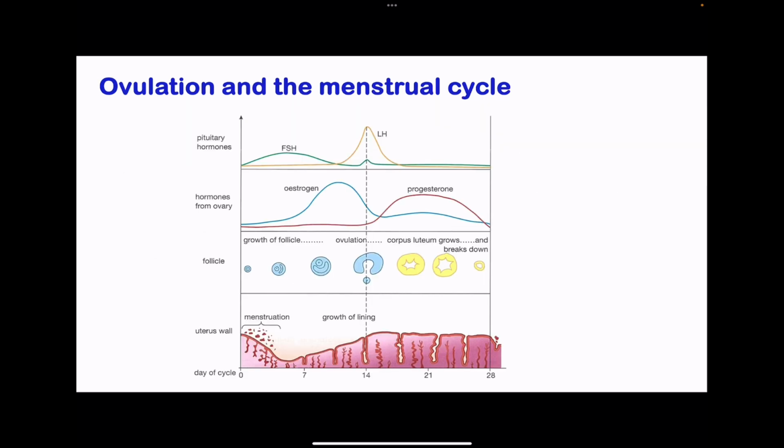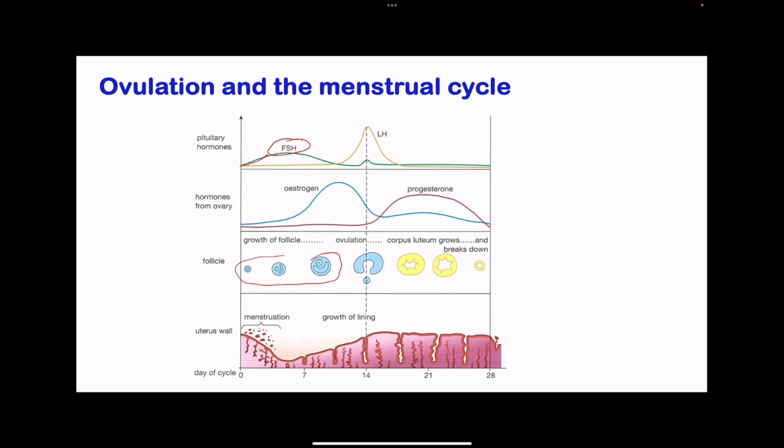Next, we go to ovulation and the menstrual cycle. So this starts by the production of the hormone FSH, follicle-stimulating hormone, from the pituitary gland. This causes the egg to mature inside the follicle. We can see when this begins to increase, the egg size begins to become bigger, or the egg inside the follicle begins to increase in size.